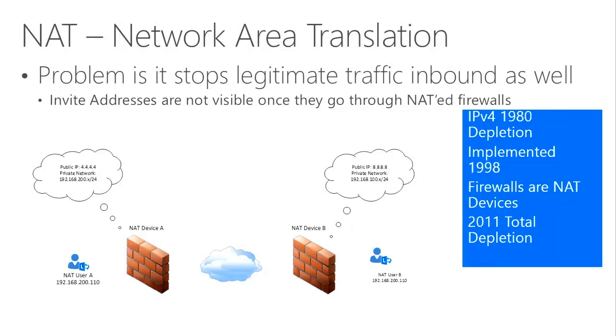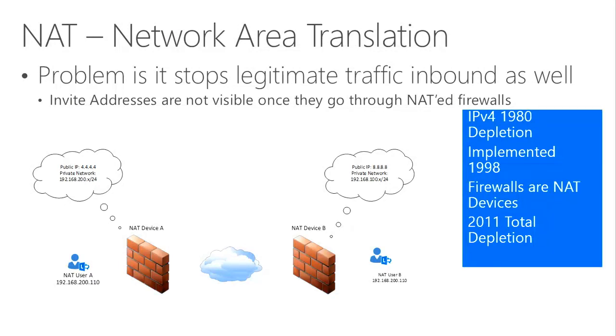NAT. What's the problem with NAT, right? It stops legitimate and illegitimate traffic. It's a great concept. In 1980, God bless us, IPv4, we're all freaking out, we're going to lose our IPs, and we did 20 years later. But NAT was implemented in 1998, if I remember correctly. Yeah, good. I got a little pointer there, I didn't forget.